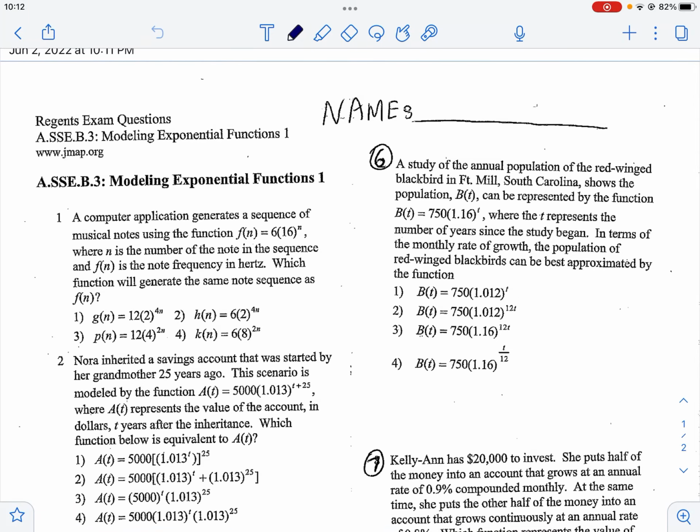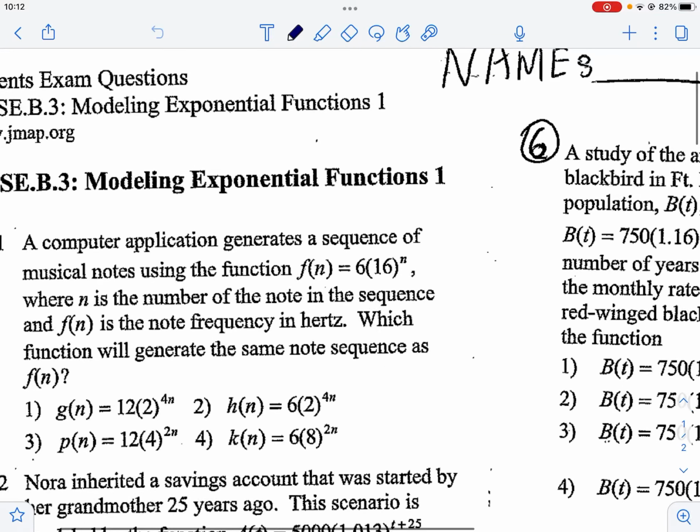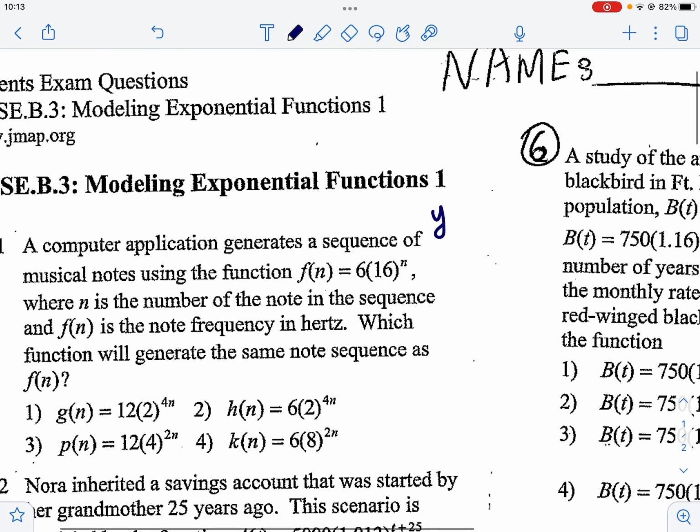This is a review of modeling exponential functions. Before we begin, just a quick review or reminder. Exponential functions are in the form a times b with an exponent of x. The first number, a, is the initial value, also known as the starting point or the y-intercept.